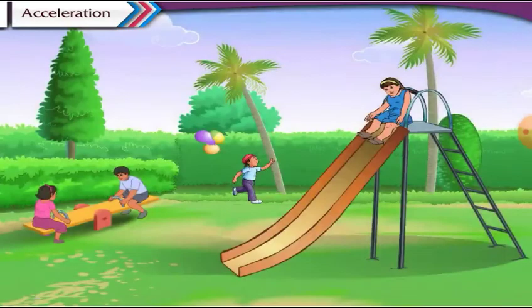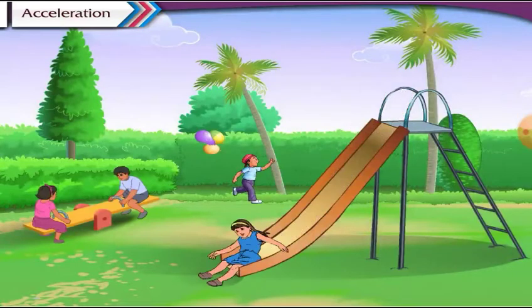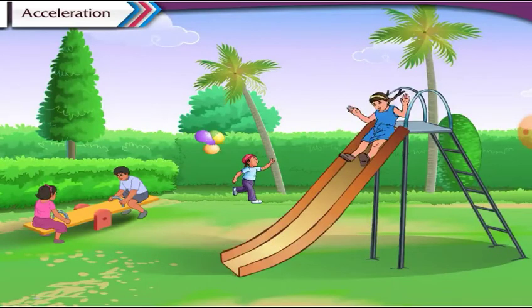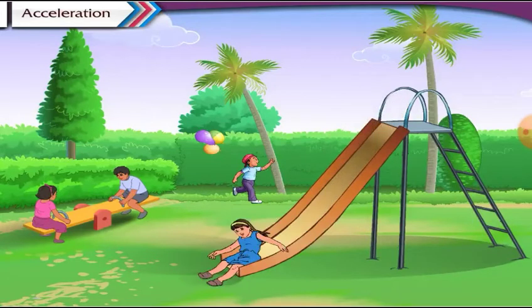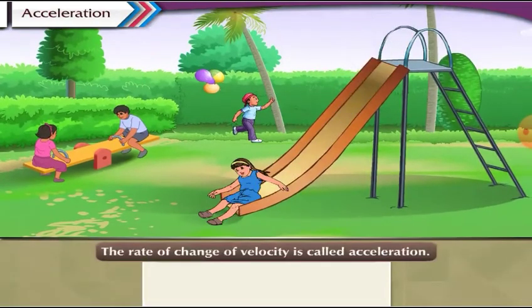As there is a change in the velocity of a ball on the channel, similarly, there is a change in velocity while sliding on a slide. While sliding down, initially the velocity is less. It increases in the middle and becomes zero towards the end. This rate of change in velocity is called acceleration.